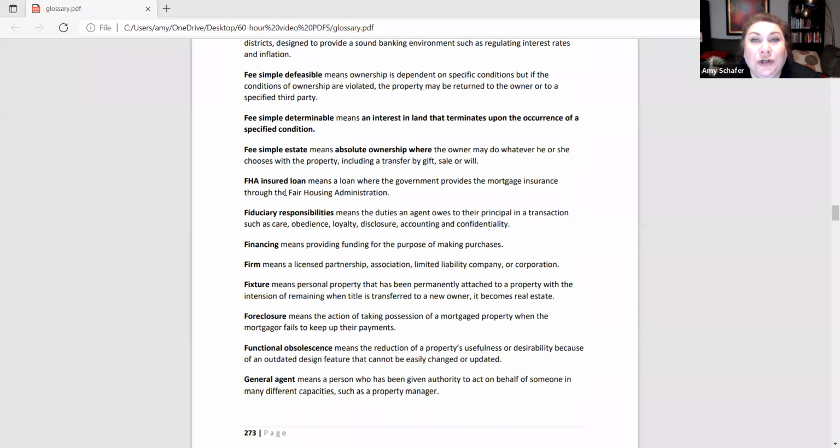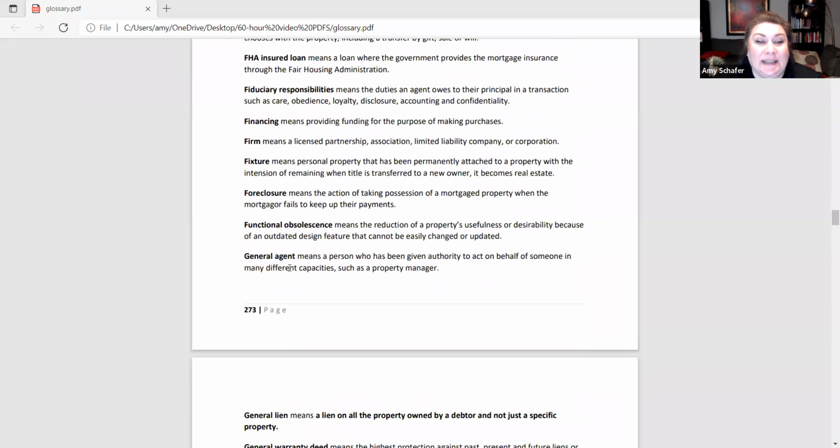A foreclosure. This happens when someone doesn't pay their mortgage and the bank takes the property back in order to satisfy their debt. This is also known as an REO property, which stands for real estate owned.